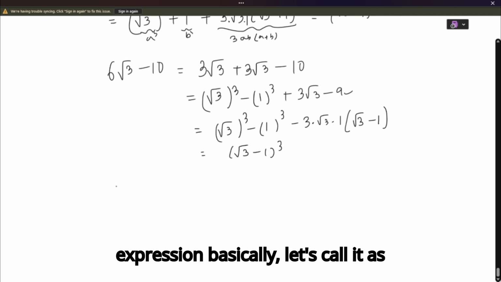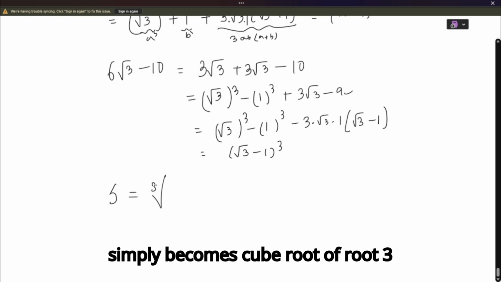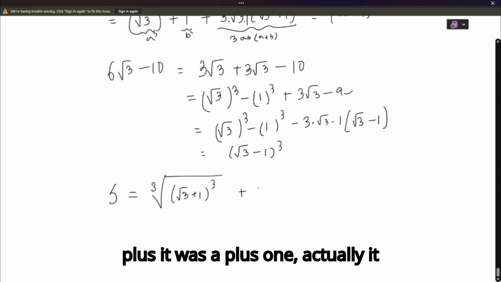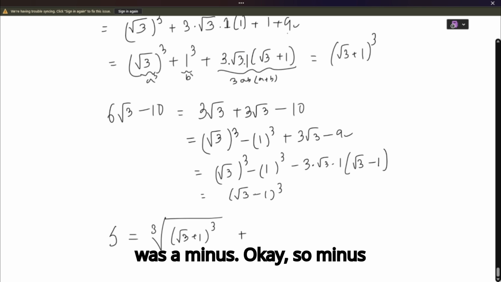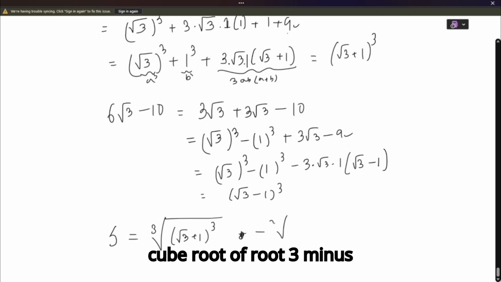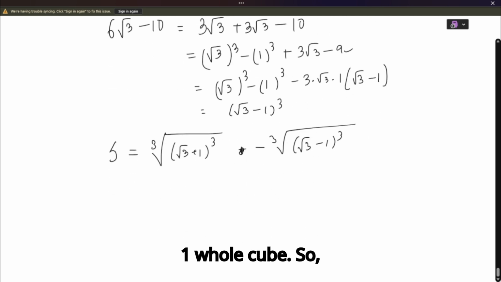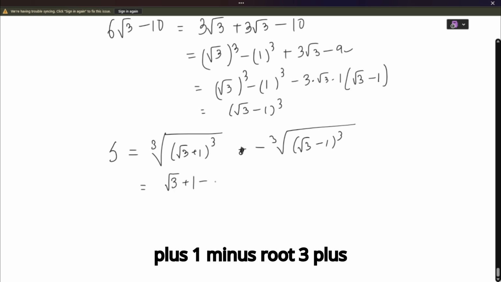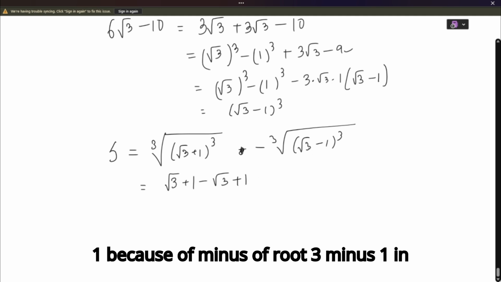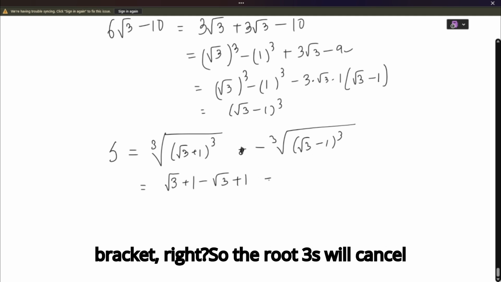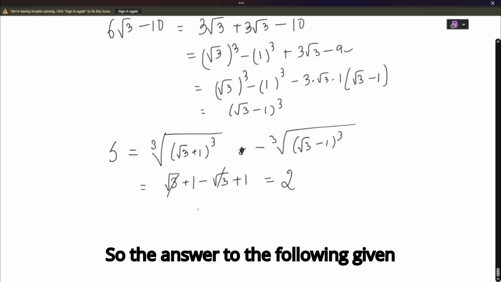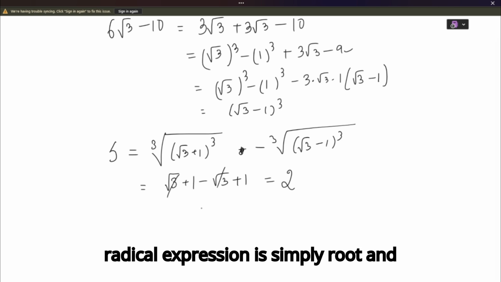Therefore, our expression simply becomes cube root of root 3 plus 1 whole cube, it was a minus, minus cube root of root 3 minus 1 whole cube. So whole cubes and cube roots will cancel each other out. And we will have root 3 plus 1 minus root 3 plus 1 because of minus of root 3 minus 1 in bracket, right? So the root 3's will cancel and we are left with the answer 2. So the answer to the given radical expression is simply 2.